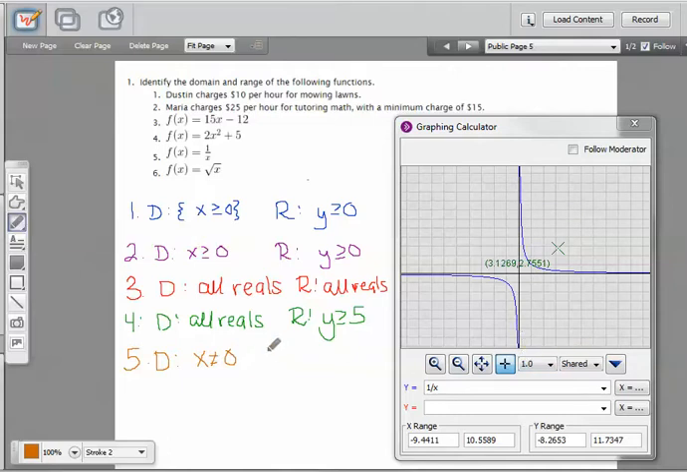For our range, this is a little bit more tricky. I would say the exact same thing for our range. We have any y value except y can equal 0 as well. So as long as y is not 0, we will have a valid range.